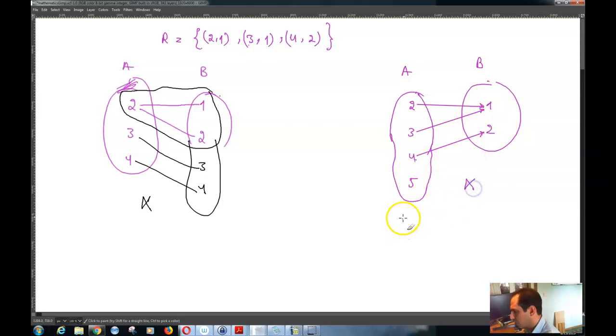Then this is not a function, because every element in set A has to be mapped to something. Otherwise, this cannot be a function. So, that's basically that.